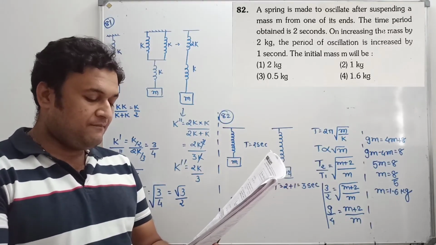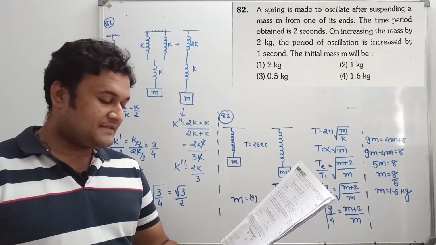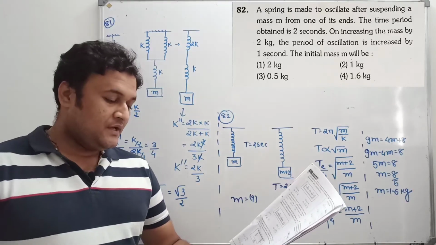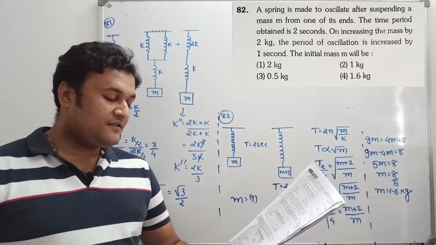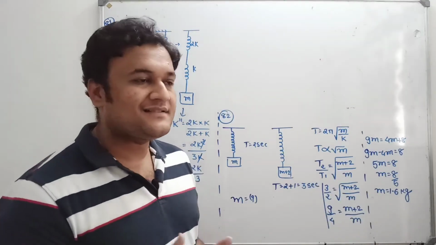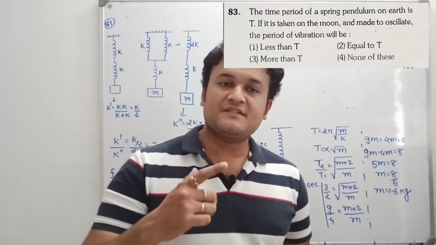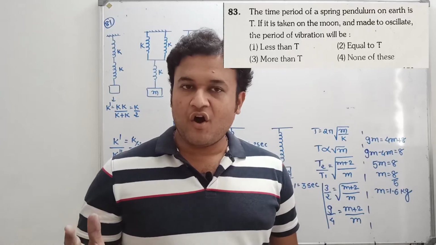The time period of the spring pendulum on the earth is t. If it is taken on the moon and made to oscillate, the time period of vibration will be: it does not change, because the time period of the spring does not depend on g.